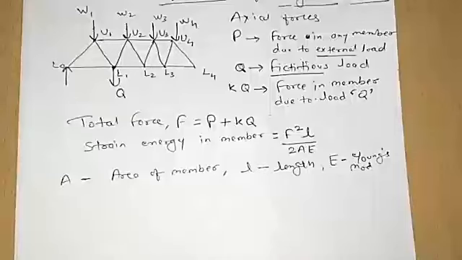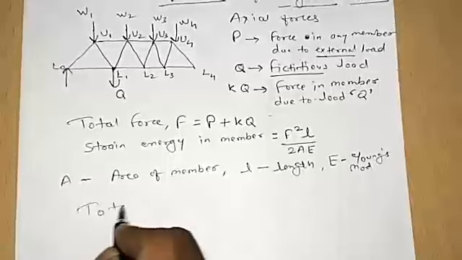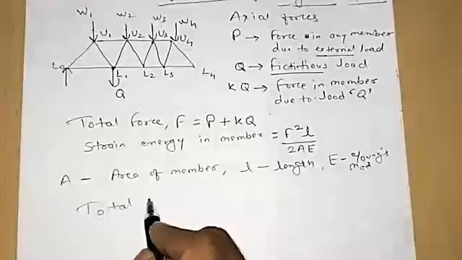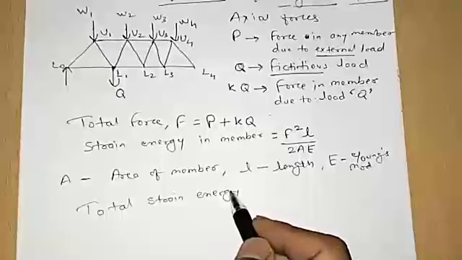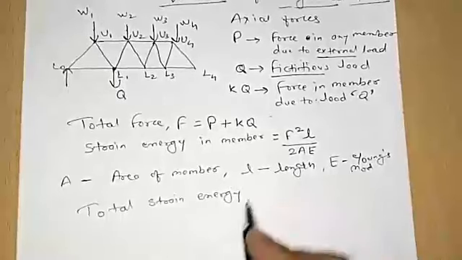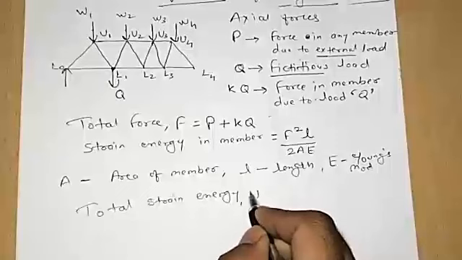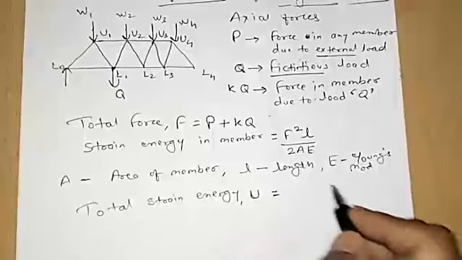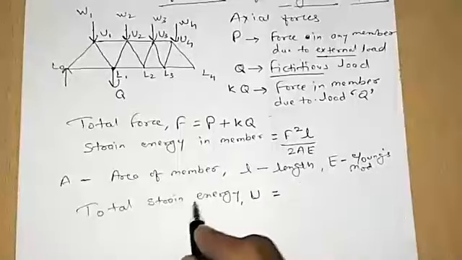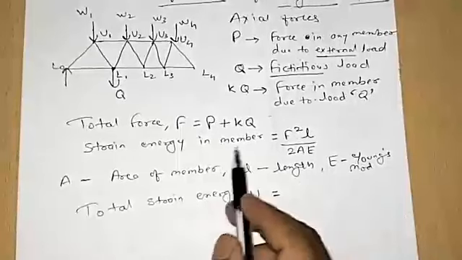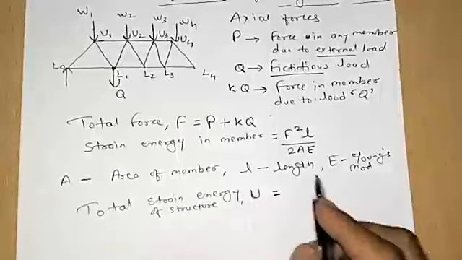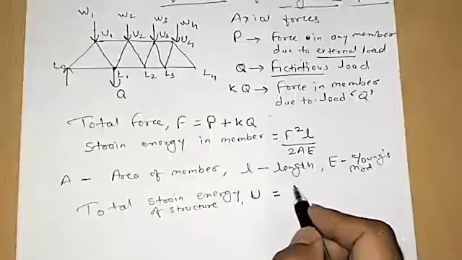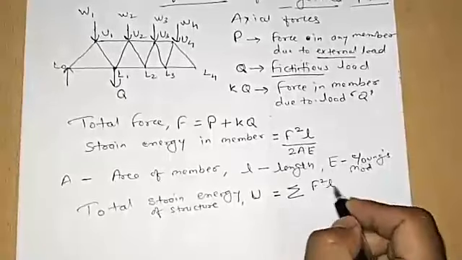So now when we want to calculate the total strain energy, what would it be? Total strain energy, let us say U. We have just considered the strain energy in a member. Now we want to know the total energy of the structure. So we will do the summation of this F square L by 2AE.